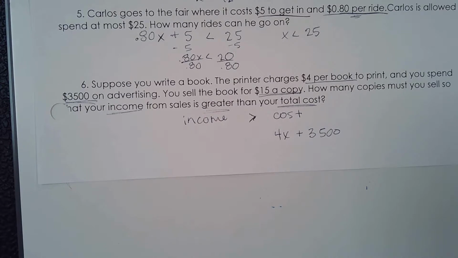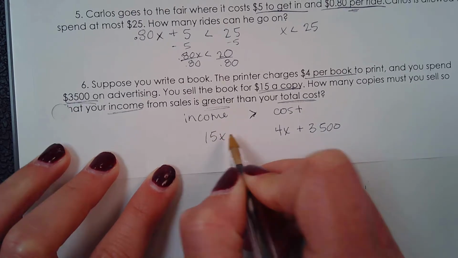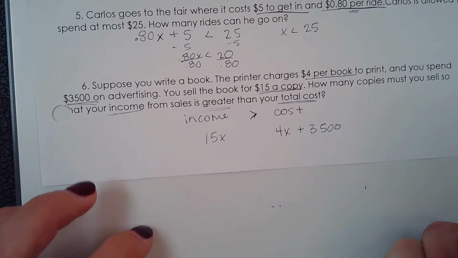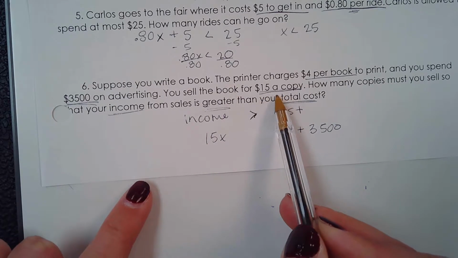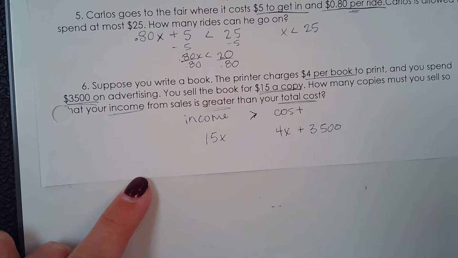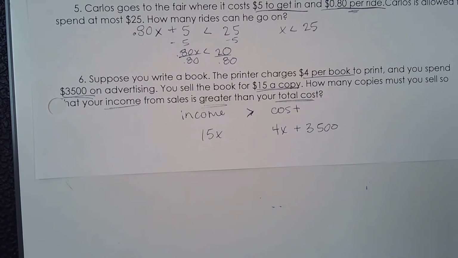All right. Then it says you sell the book for $15 a copy. So is that an income or a cost? Income. So that's going to go on the other side. So we'll write 15x. Because you sell it for $15 a copy. But it's just a single book. That's what it is. You're going to sell every copy, or that's your goal at least.